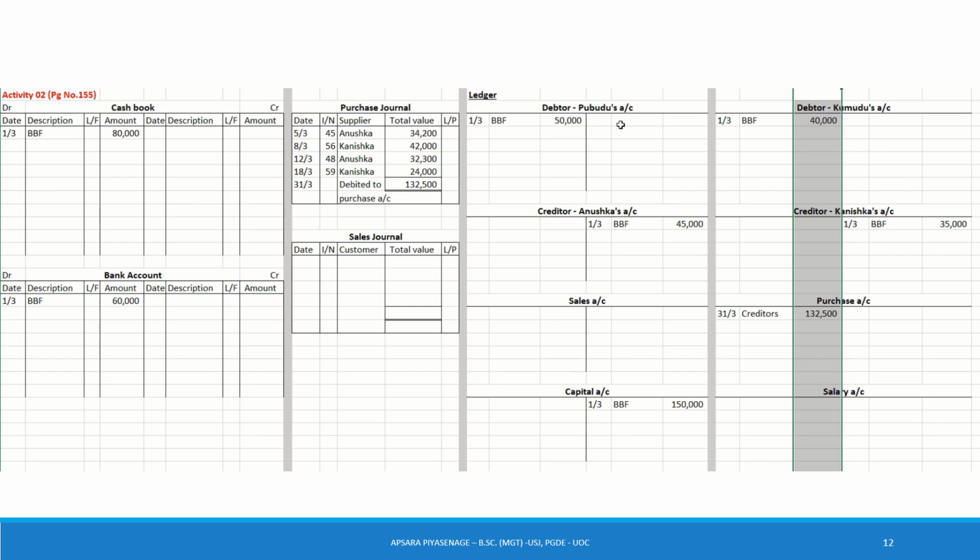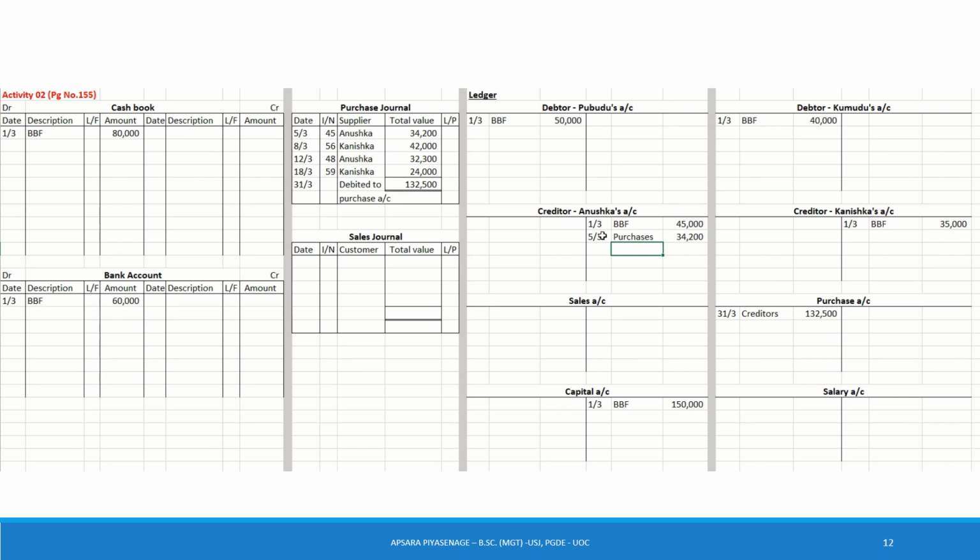Then each creditor should be credited with their purchases. So from Anushka, this business has purchased twice. On 5th of March, purchases 34,200.